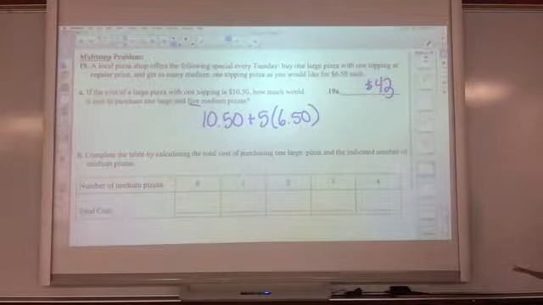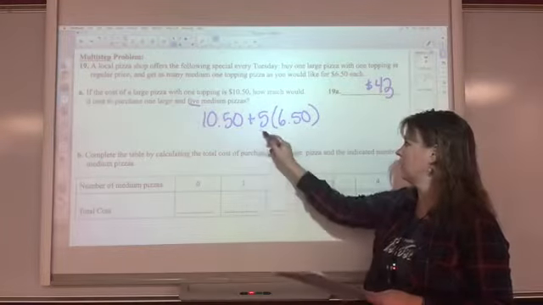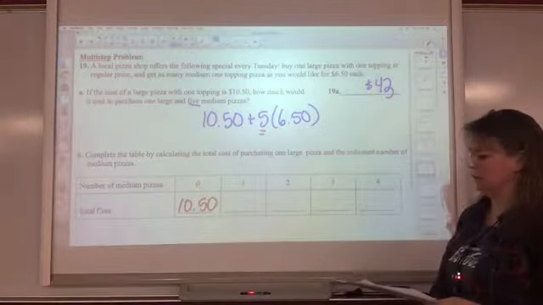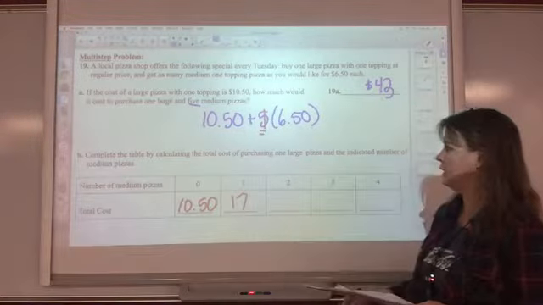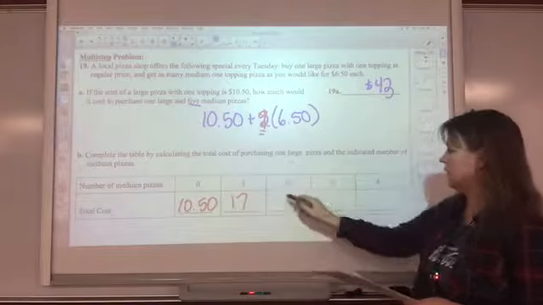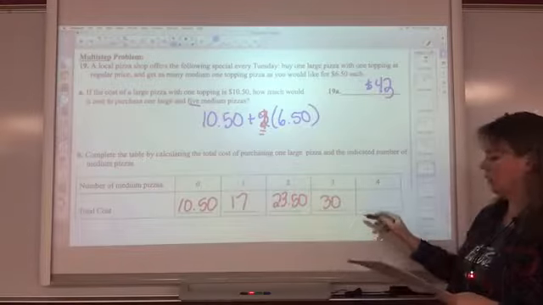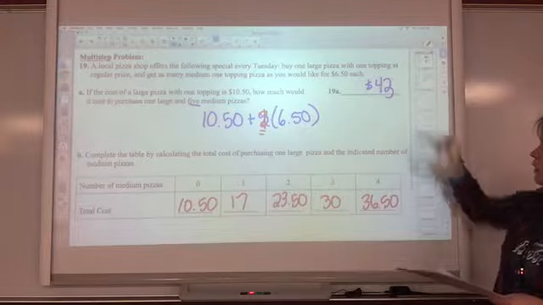Part B, complete the table. Calculate the total cost of purchasing one large pizza and the indicated number of medium pizzas. So we're going to change this 5 to a 0, 1, 2, 3, and 4. Use a calculator. 10.50 plus 5 times 0. It's just going to cost $10.50 for one large pizza. If you add a medium to that, now that becomes a 1. Calculate that out, you get 17. Change that to a 2. It's now $23.50. Change it to a 3, it's $30. 4 medium pizzas is $36.50. And 5 medium pizzas, we already know, is $43.